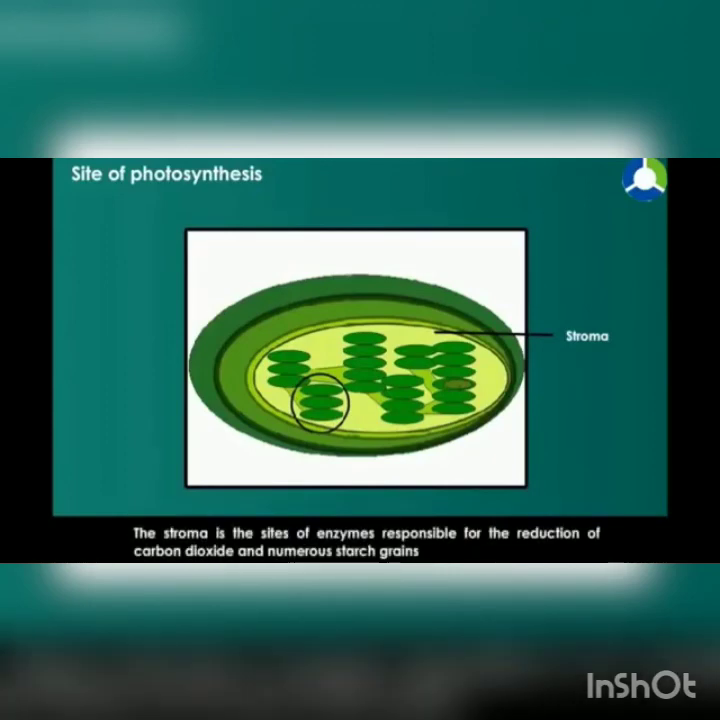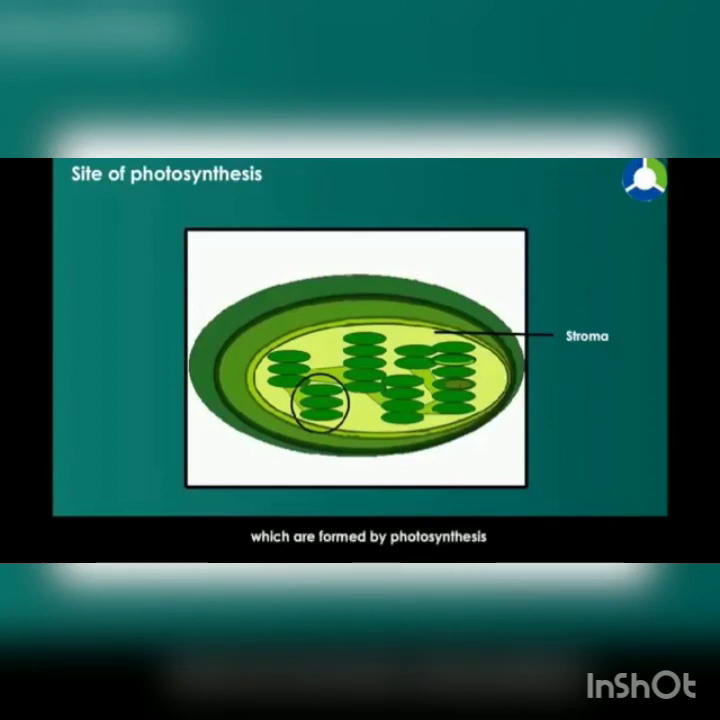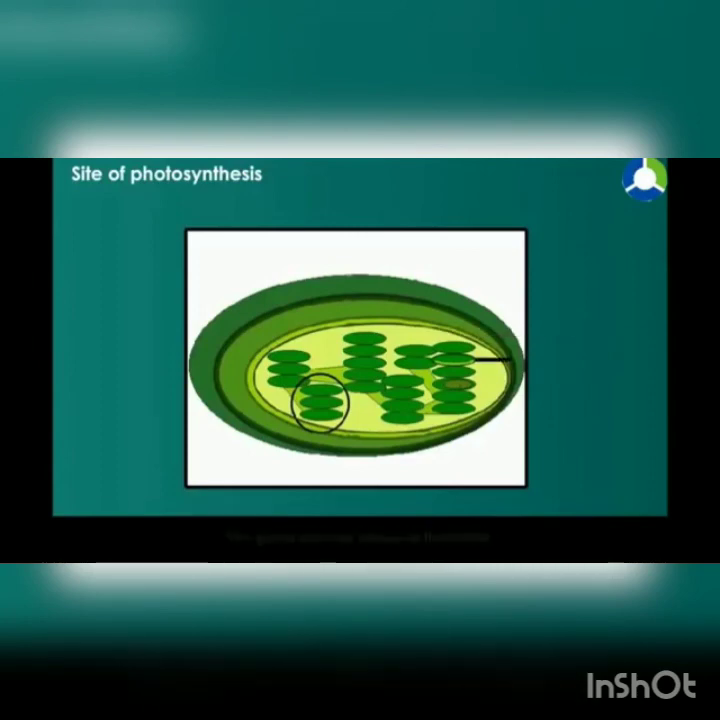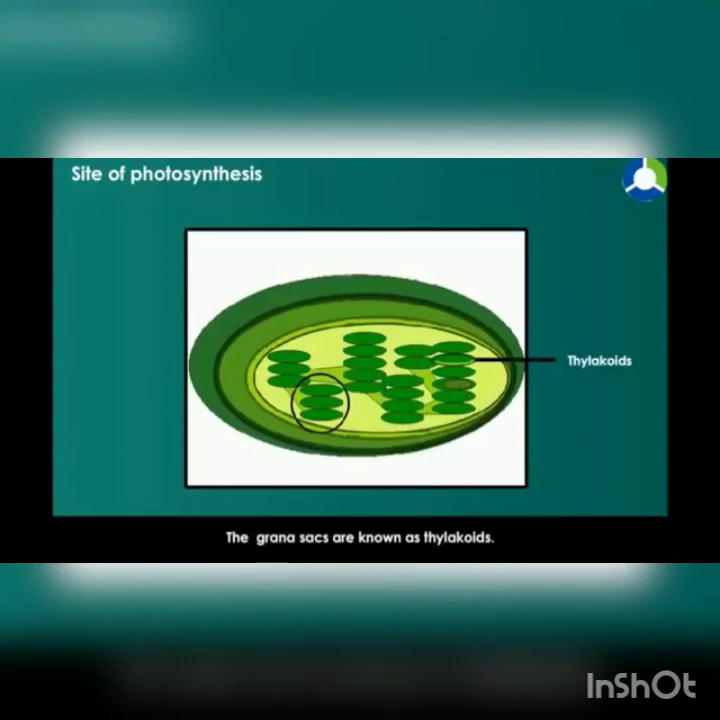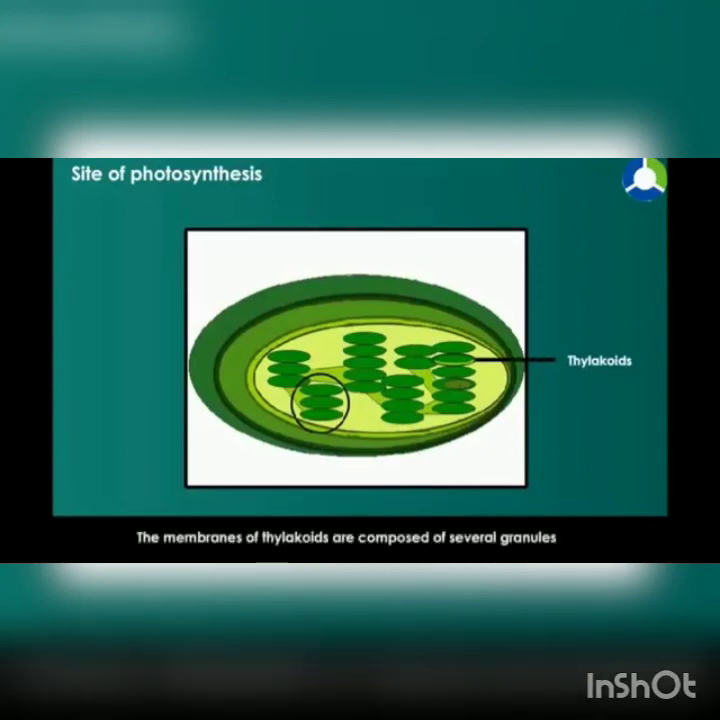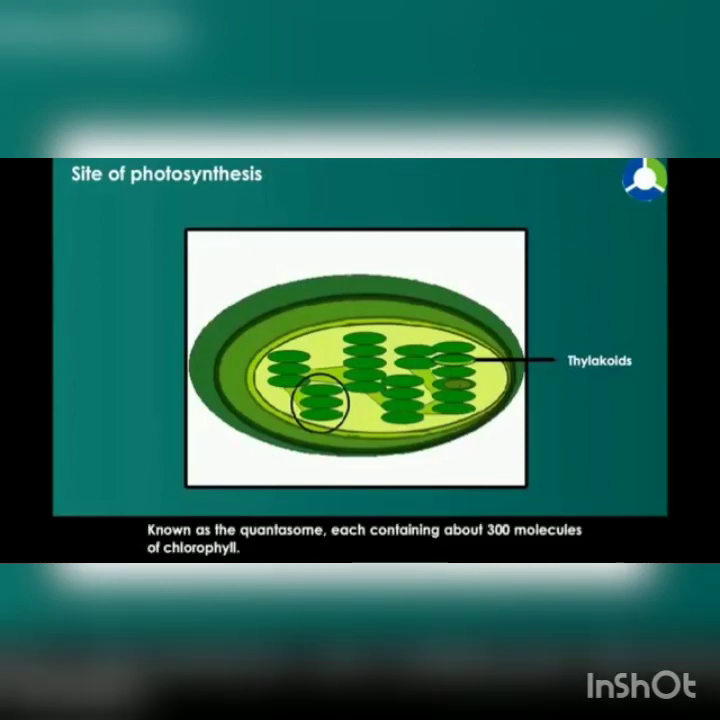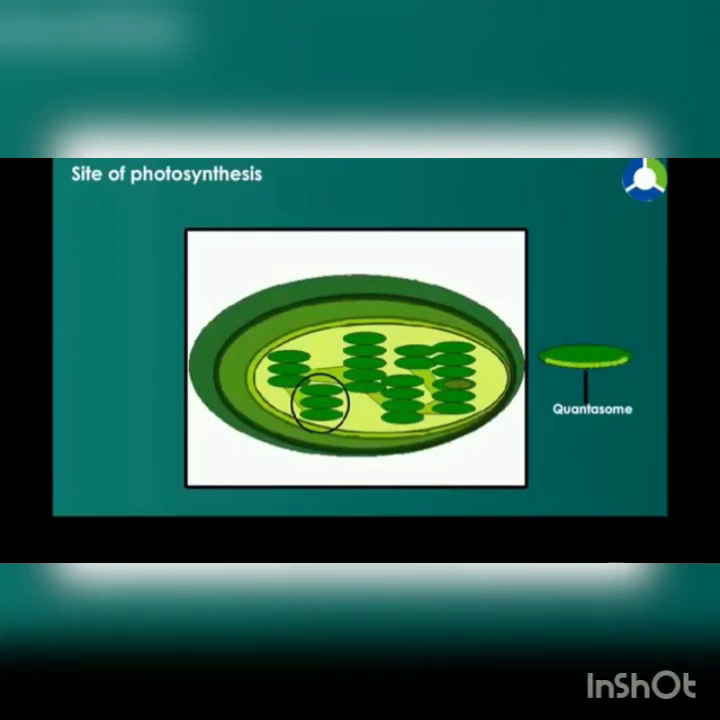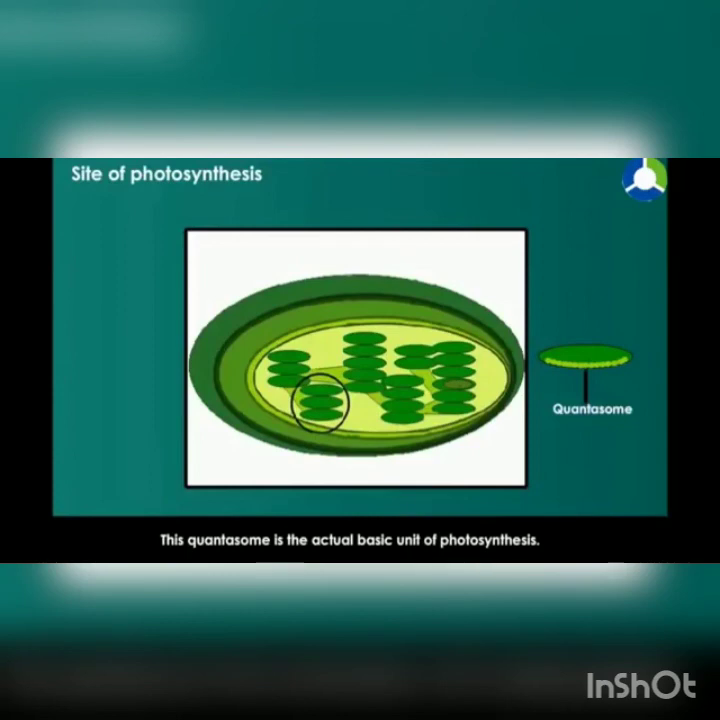The stroma is the site of enzymes responsible for the reduction of carbon dioxide and numerous starch grains which are formed by photosynthesis. The grana sacs are known as thylakoids. The membranes of thylakoids are composed of several granules known as quantasome, each containing about 300 molecules of chlorophyll. This quantasome is the actual basic unit of photosynthesis.